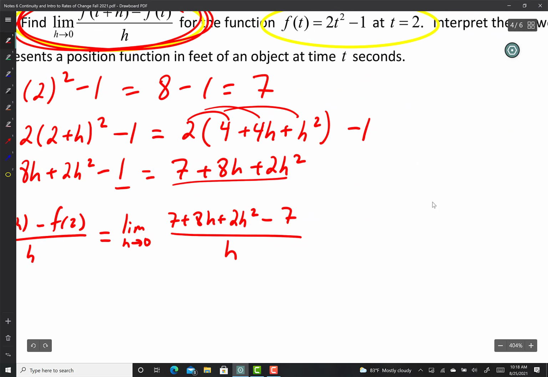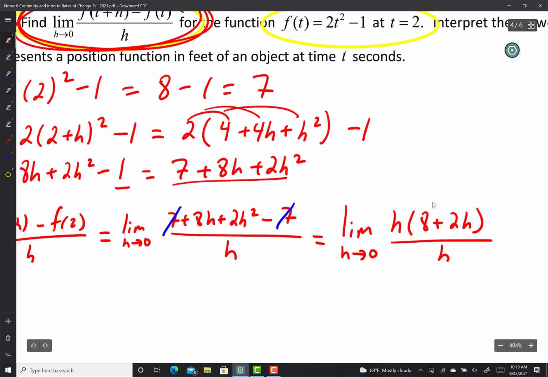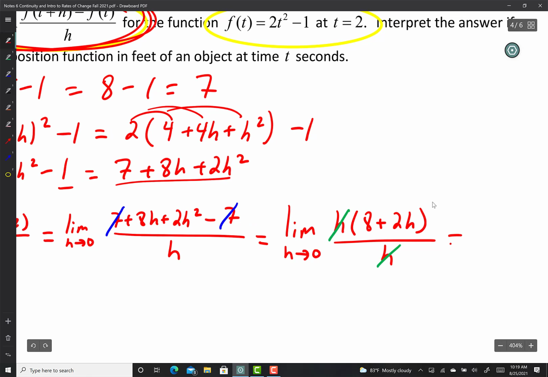And I got some room, so I'm going to continue. I'm going to write the word limit because I haven't evaluated it yet. As h approaches 0. What's going to 0 out? The 7's zero out. And then I want to show all the work. So for now, I'm going to factor out an h. So I have h times 8 plus 2h, close it, all over h. Now what's going to cancel? The h's cancel out. And now that I canceled the h's, can I evaluate this limit? Yes, this whole limit is just equal to 8.